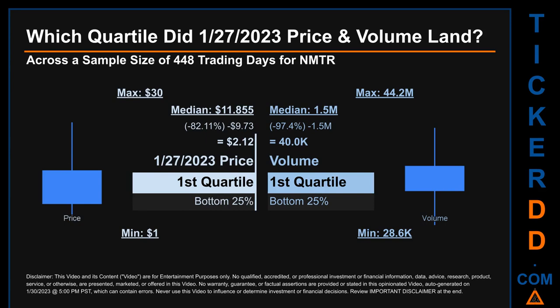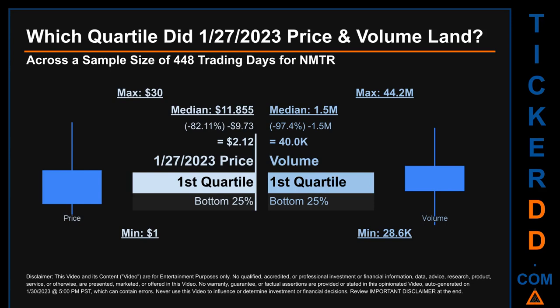Which quartile did January 27, 2023 price and volume land? Across a sample size of 448 trading days, the maximum end of day price for NMTR was $30 while the minimum was $1. Within that price range, January 27, 2023 price of $2.12 landed within the first quartile, meaning it was within the bottom 25% of all sampled end of day prices.